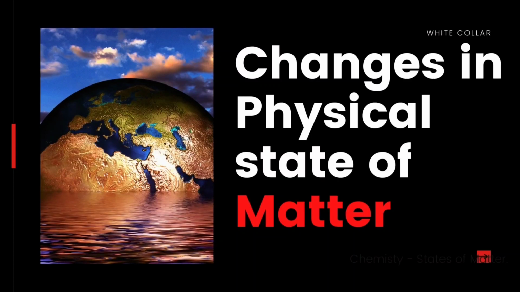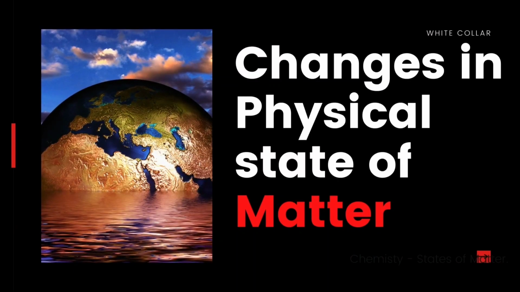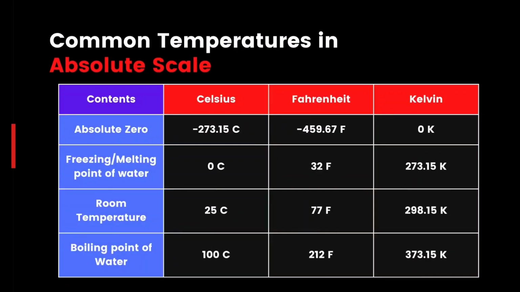Before going into causes for change in physical state of the matter, let's have a look at common temperatures in various temperature scales, which are the most commonly known and used temperature scales such as Kelvin, Celsius, and Fahrenheit. The absolute zero is based on the Kelvin scale, and the rest, such as room temperature, melting and boiling points of water, are commonly calculated on the Celsius scale. For comparison, we are going to see the Fahrenheit scale also.